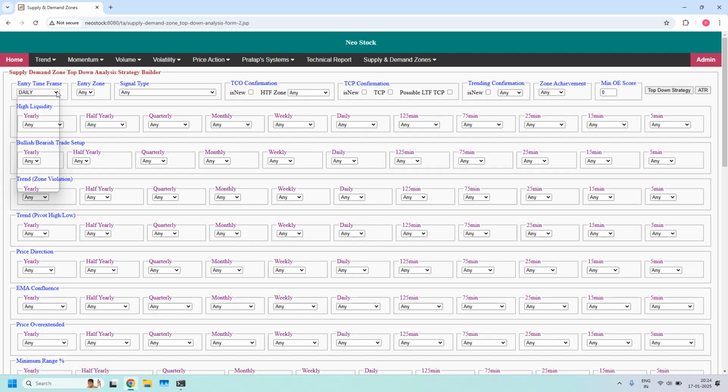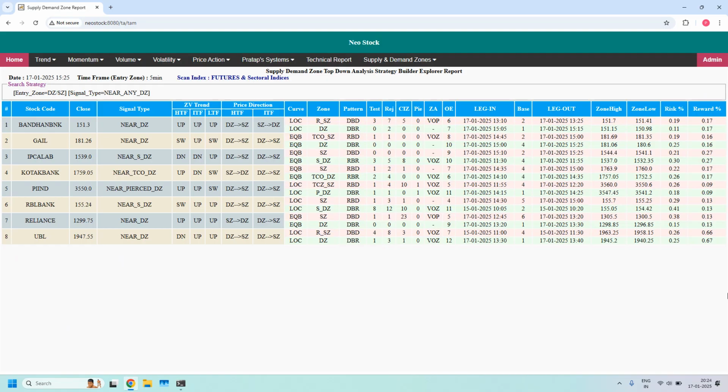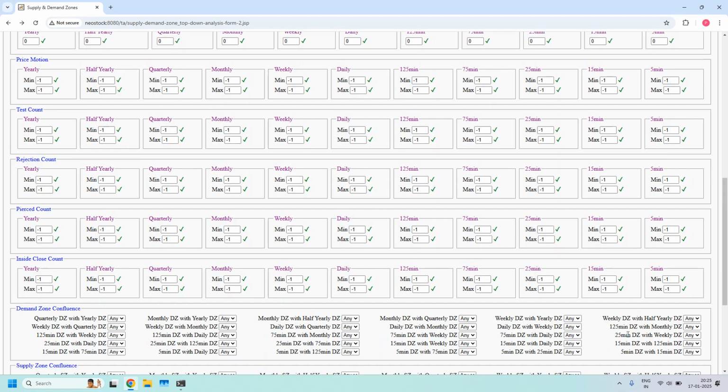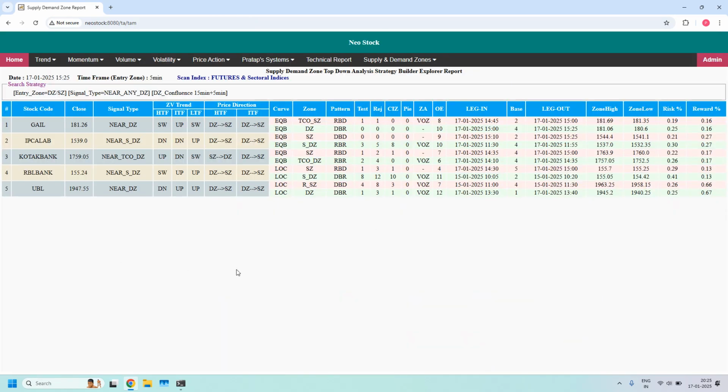Okay, next time frame is 5 minutes. Stocks near 5 minutes demand zone. We got 8 stocks. Out of these 8, how many are having ITF demand zone confluence? Let us verify. That is 5 minutes demand zone with 15 minutes demand zone confluence. I am enabling the filter. We got 5 stocks. That means all these 5 demand zones, they are part of the 15 minutes demand zones. That means they are overlapped with 15 minutes demand zone.